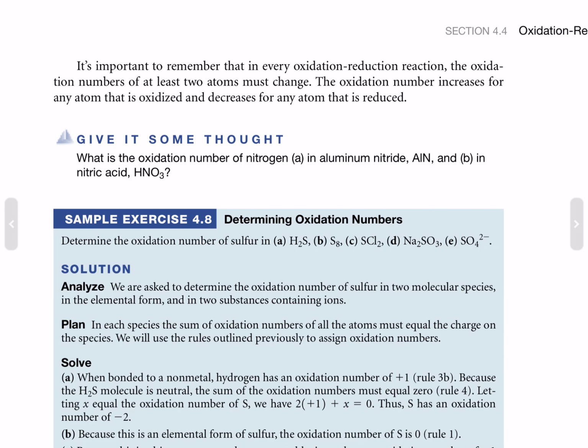It's important to remember that in every oxidation-reduction reaction, the oxidation number of at least 2 atoms must change. The oxidation number increases for any atom that's oxidized and decreases for any atom that's reduced.